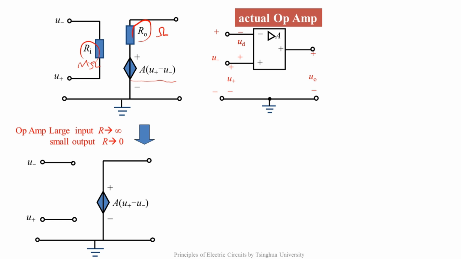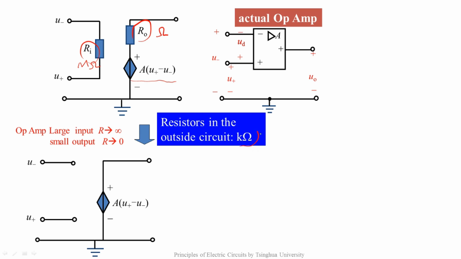If we can regard the mega ohm input resistance as infinity and the ohm output resistance as zero, obviously the resistance in the external circuit must be on the order of kilo ohms. On one hand, if the resistance in the external circuit reaches the order of magnitude of mega ohms, then because of the voltage division, we cannot regard the input resistance as infinity. On the other hand, if it reaches the order of ohms, then also because of the voltage division, we cannot regard the output resistance as zero. You should notice this when constructing real circuits with op-amps.